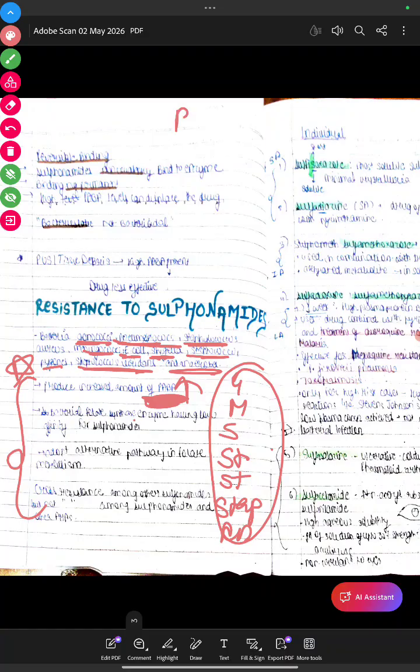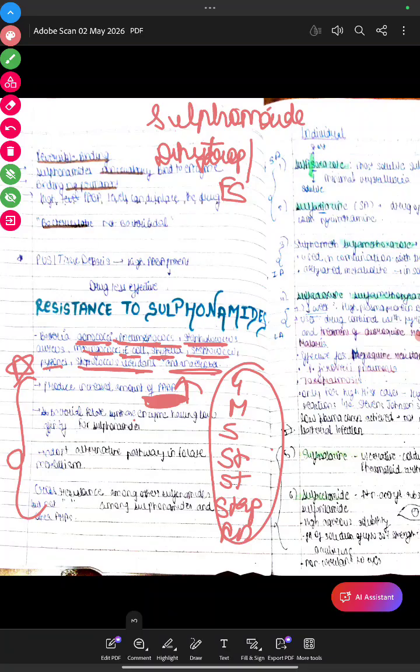Normally PABA has this friendship with the enzyme dihydropteroate synthase, or folate synthase. But instead of PABA, sulfonamide will form a bond. Now, if this dihydropteroate synthase is very loyal, it will say, I will only form a bond with PABA, not sulfonamide. So it will reject the sulfonamide, so it is not susceptible. That's what happens: low affinity for sulfonamide but high affinity for PABA.